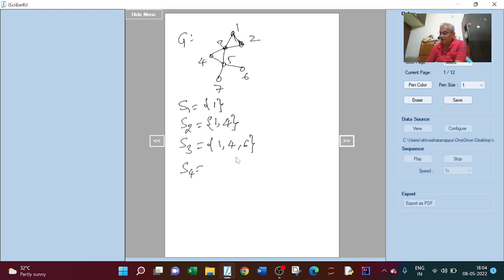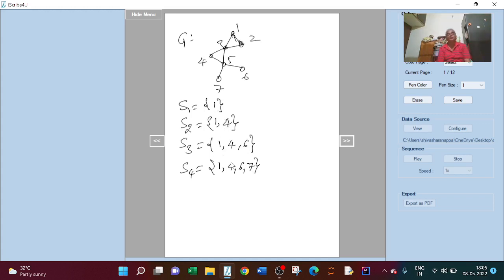And we go for S4. I take 1, 4, 6, 7. Again, I think this is independent because no two vertices in S4 are adjacent here. This is an independent set. So I have started with S1, I have taken only 1, and I go on adding some more vertices to this set: 1, 4, and then I have added 6, and then I have added 7. All these sets are independent sets.